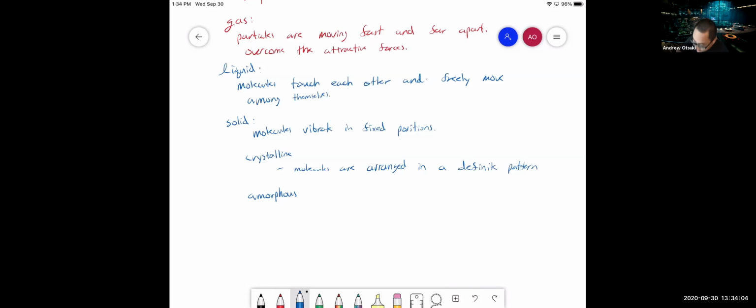So amorphous is the solid which lacks pattern in its particle arrangement. Oh, sorry, wrong pen. Okay, so those are two different kinds of solids.